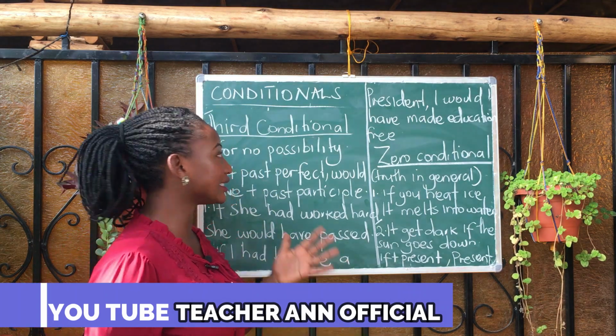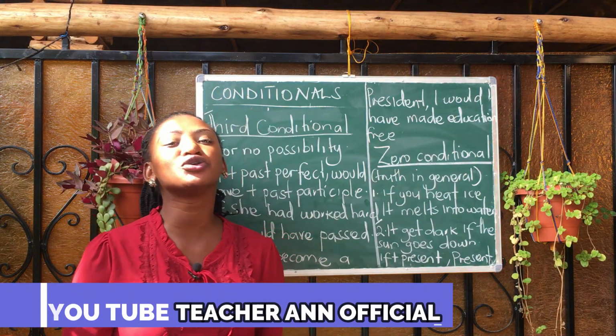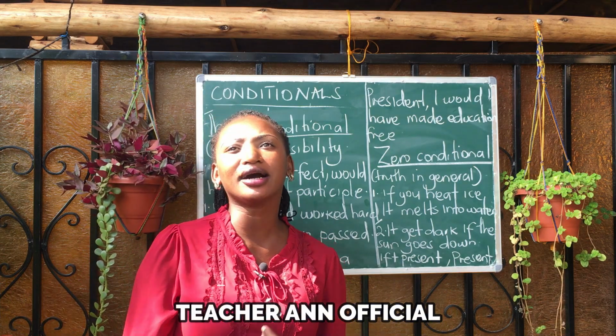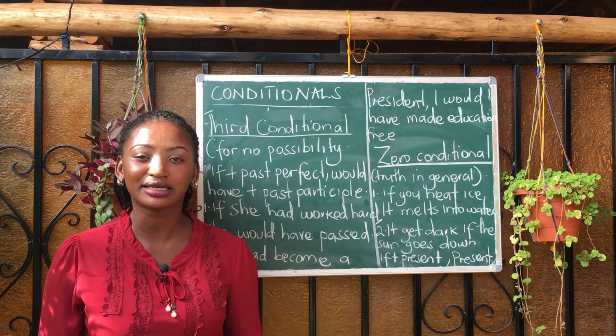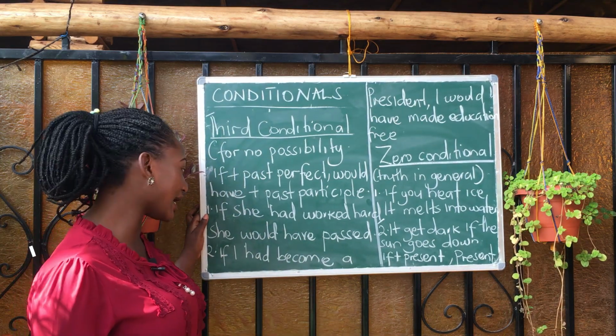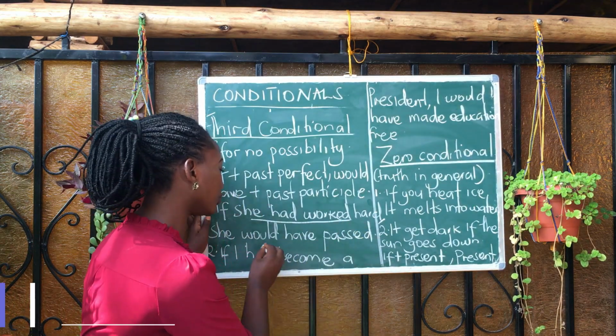What are we looking at in third conditional? We are looking at statements that you cannot reverse. We are looking at past events, something that has passed in the past form. For example, one: if she had worked hard, she would have passed.